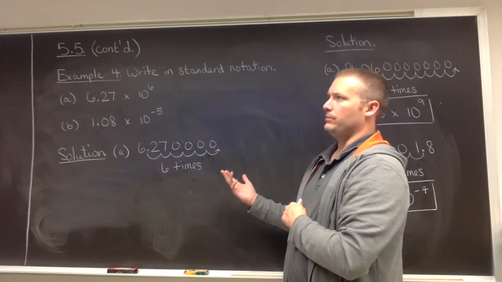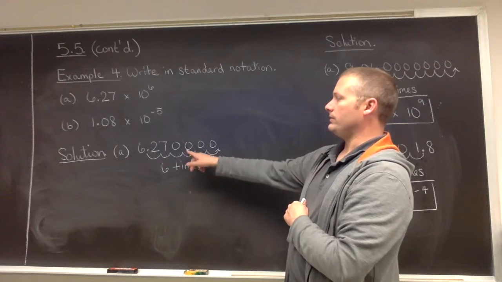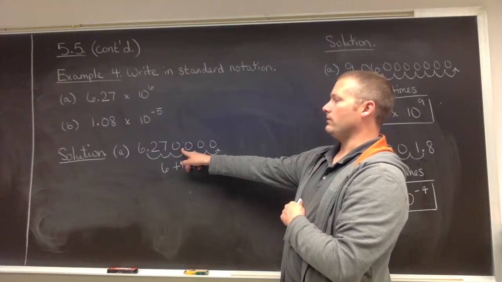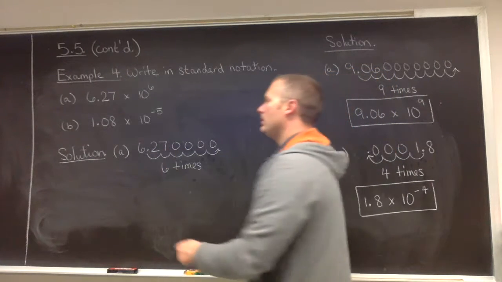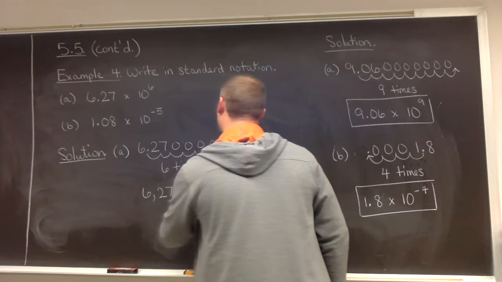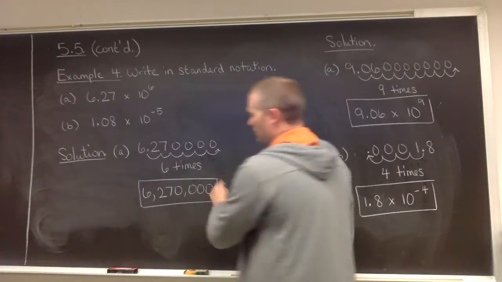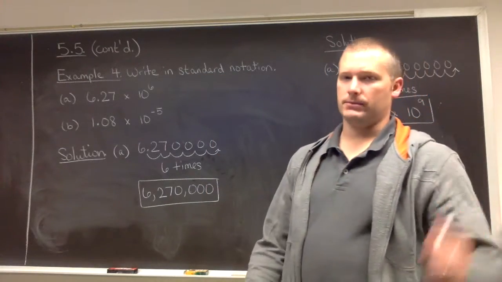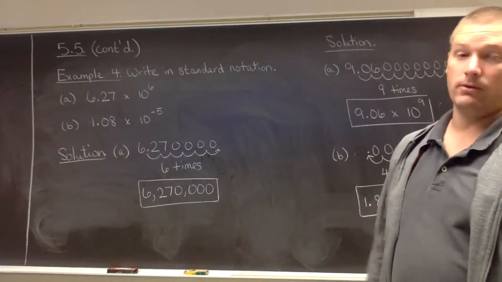Remember, when you write a big number, you have commas every third digit. So after or in front of these zeros, and now in front of this 2. So 6.27 times 10 to the 6th is 6,270,000.